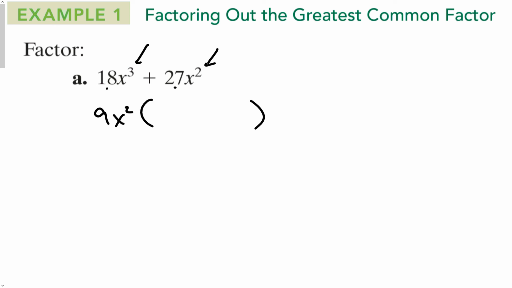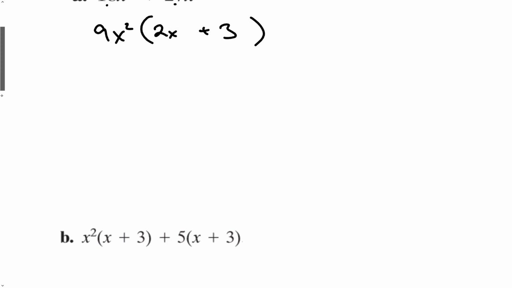What's left? Okay, well, if I take 18x to the third and I divide out a 9x squared, I subtract the exponents. 18 divided by 9 is 2. It leaves me with 2x. And 27x squared divided by 9x squared is a 3. This expression is now factored completely because 2x and 3 have no common factors. 9 times x squared is already multiplication, so it is already factored out. Okay? And we used the greatest common factor to simplify this.